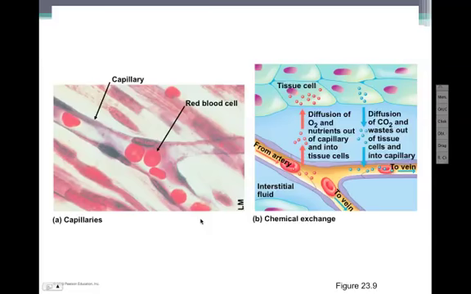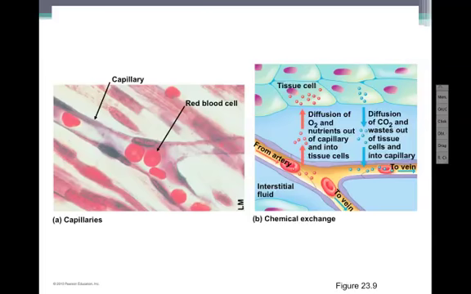Welcome to part 3 of 4 of the circulatory system. The picture you are looking at on the left is a capillary. Now remember, they are very, very small, and that's because that is where the oxygen, carbon dioxide, and all the other exchanges occur between the circulation and the tissues and the cells outside of the circulation.